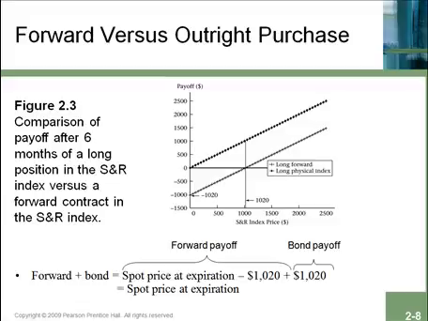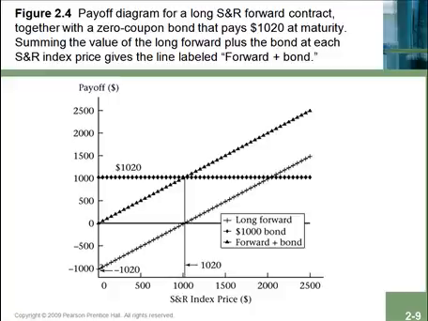Okay, then let's look at the overall picture. If we take that combined forward contract with the risk-free bond and look at the two payoff functions put together, the long forward will pay off the spot price at expiration minus $1,020, which was the forward price, and then the bond will pay off $1,020. You add those two expressions together and you've just got the spot price at expiration. This relationship might be a little more clear if we look at the graph in figure 2.4.